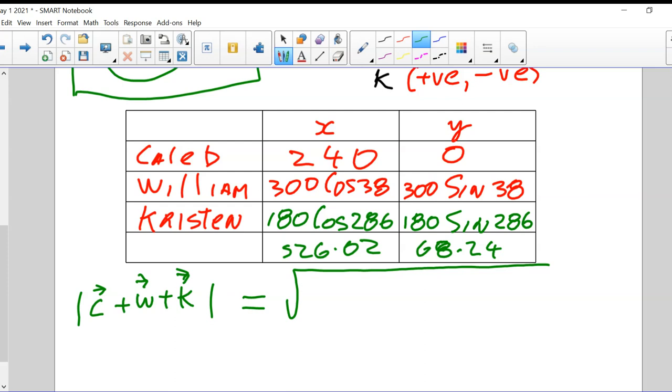So 300 sine 38 and 180 sine 286. And let me know whether you want to stick with what you got because we're about to work out the magnitude. And obviously, we need to have the right numbers there. So, Jessica, can you just double check your answers for me, please? I don't want to change it unless you're certain that you might have made a mistake, which we all do, by the way. Just double check for me, please.